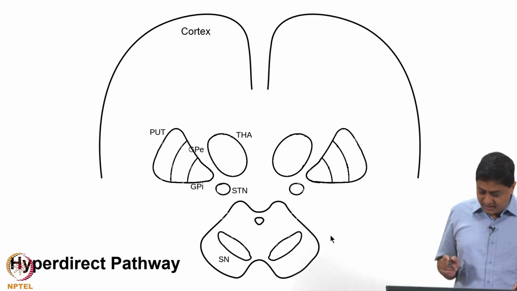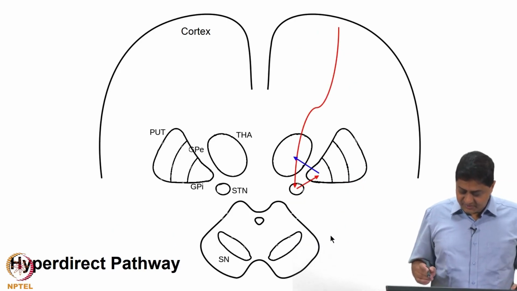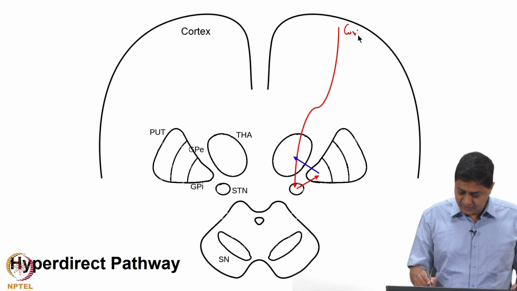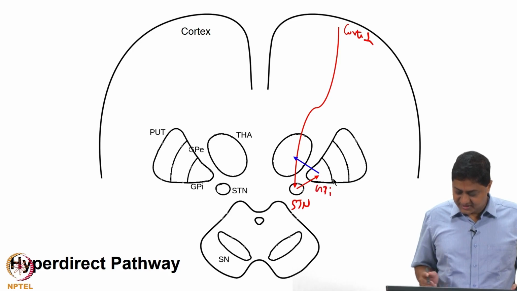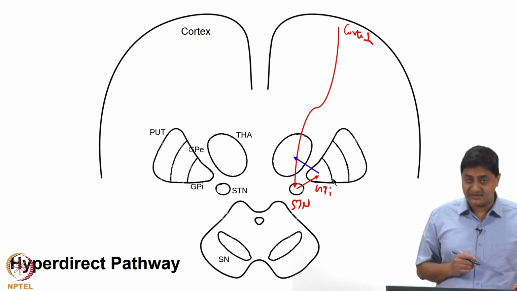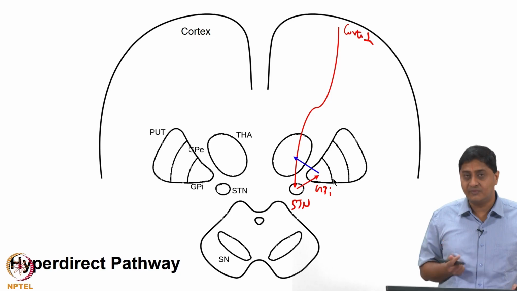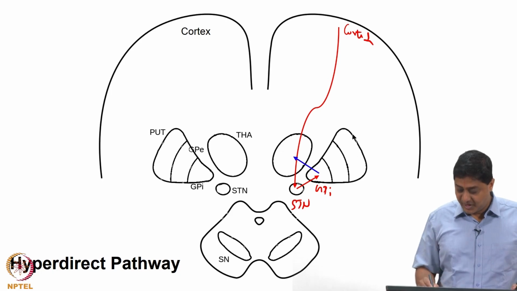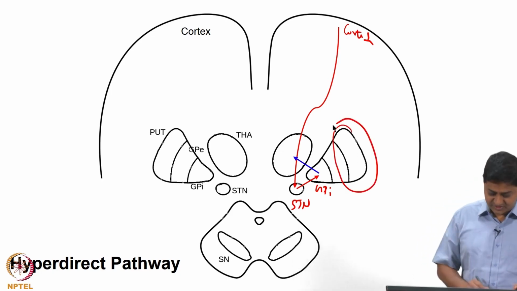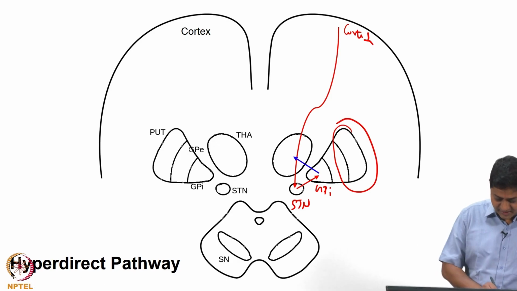Okay. Again, in the hyperdirect pathway, the input directly comes from the cortex to the subthalamic nucleus, and from the subthalamic nucleus to the GPI the excitation goes, but from GPI to the thalamus the inhibition level is increased. Suppose for whatever reason there is an important need to inhibit or cause an increased inhibition, then the cortex directly contacts the subthalamic nucleus bypassing the striatum. So, this pathway is called the hyperdirect pathway.